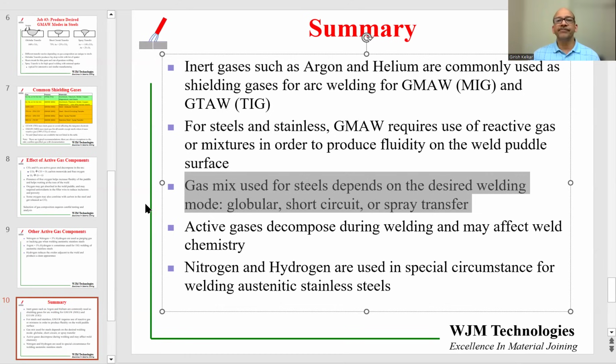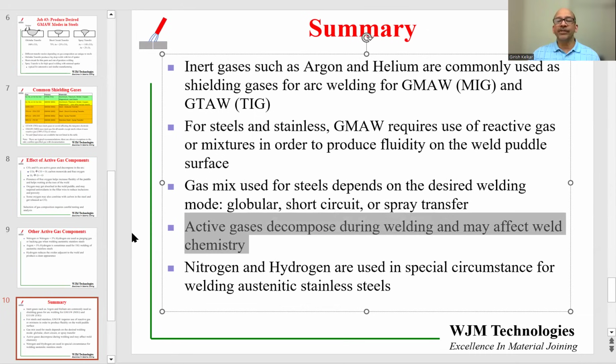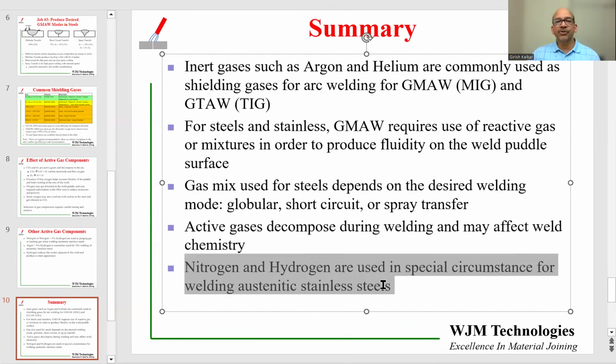Keep in mind that the active gas components in the gas, such as CO2 and oxygen, do decompose during welding. Though in some sense they help with the welding by producing fluidity of the weld puddle, they can also hurt by affecting the chemistry of the weld. So you have to make sure that all of those tests have been done before you recommend or choose a certain gas. There are exceptions to the rule, and nitrogen and hydrogen are an option for the backing gas or the welding gas when it comes to welding austenitic stainless steels, where hydrogen embrittlement is not an issue. It is very rare, but that can be an option.